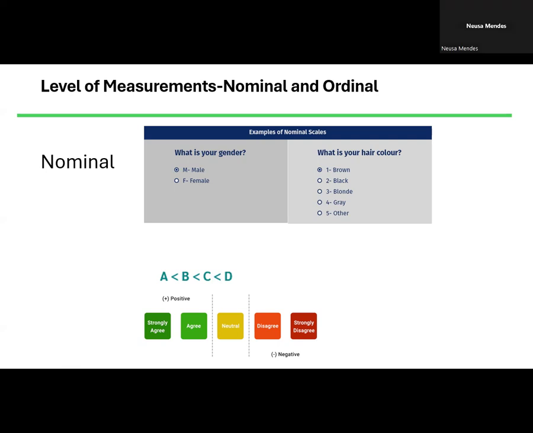Now, the nominal one is a category, like what is your gender? You have male and female, but they are just categories. You cannot say male is greater than female or female is greater than male. That cannot be. Or for example, what is your hair color? For example, brown, black, or blonde, or gray. You cannot say black hair color is better than blonde hair color. When this type of data is encountered, that is what you call nominal data.